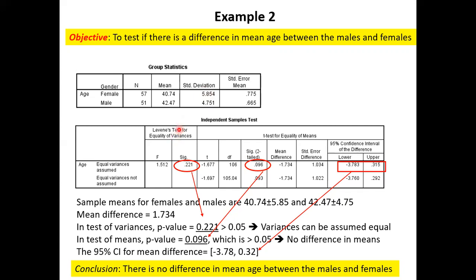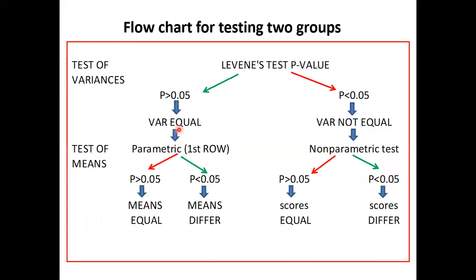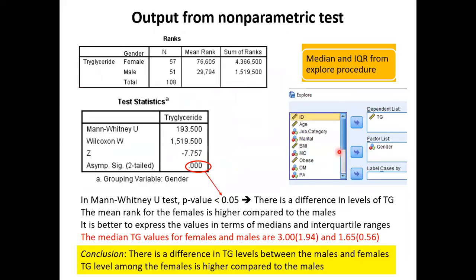Because the assumption is that the variances must be equal. If not, we cannot use parametric tests. You must use non-parametric tests. The assumption is not met.